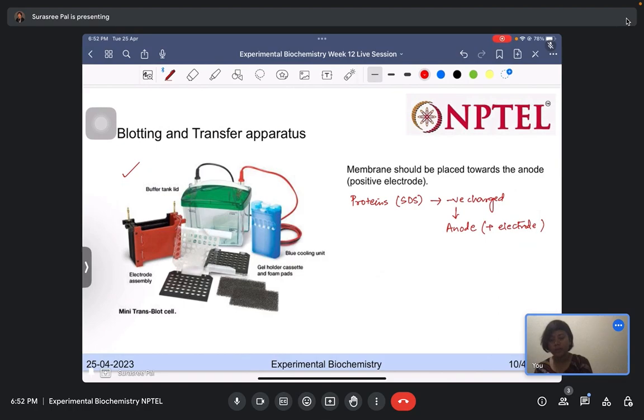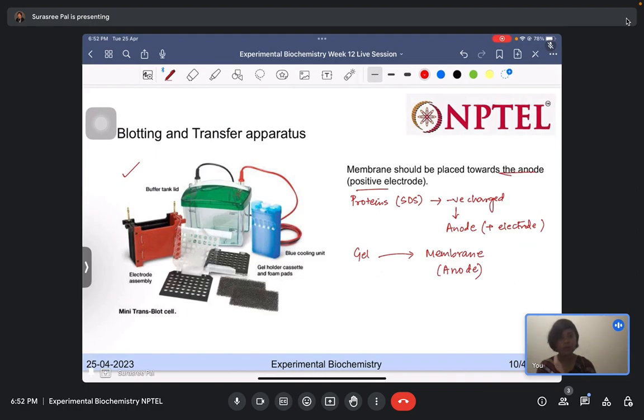Right, so negatively charged proteins will move towards the anode, and if we place the membrane towards the anode, then the proteins from the gel will be transferred towards the membrane, right? So proteins are transferred from the gel towards the membrane. The membrane is kept towards the anode, or the positive electrode, because the proteins are negatively charged.